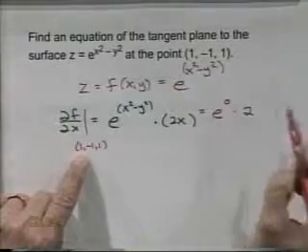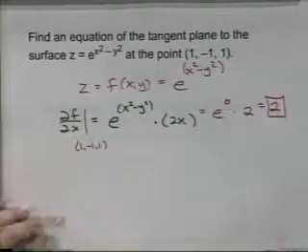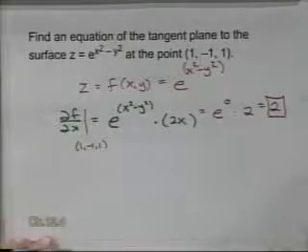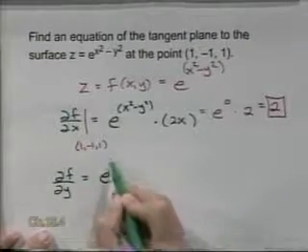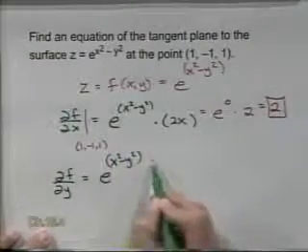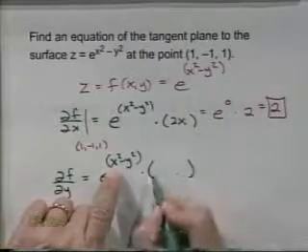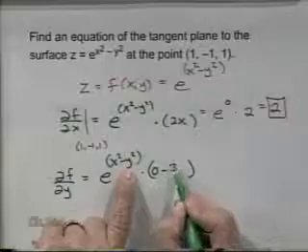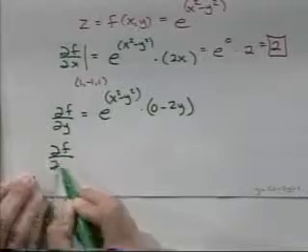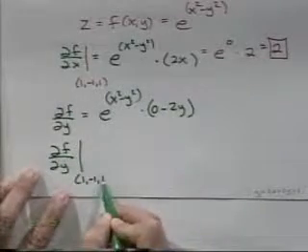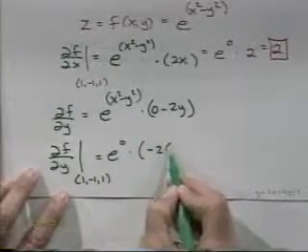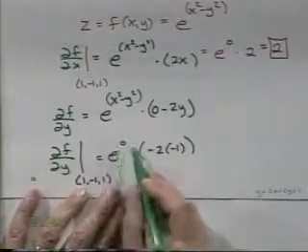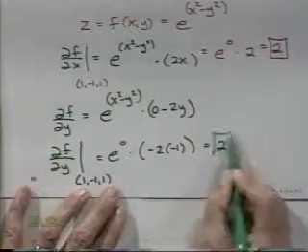E to the 0, last time I looked, it was 1. So I have 1 times 2, which is 2. Okay? Now let's get the partial of f with respect to y. And that's going to be e to the u times the derivative of u. And the derivative of x squared is 0, minus the derivative of y squared, which is 2y. So if I want to evaluate the partial of f with respect to y at the point (1, -1, 1), I get e to the 0 times 0 minus 2 times y, which is a negative 1. E to the 0 is 1. So it's 1 times 2, which is 2 again.